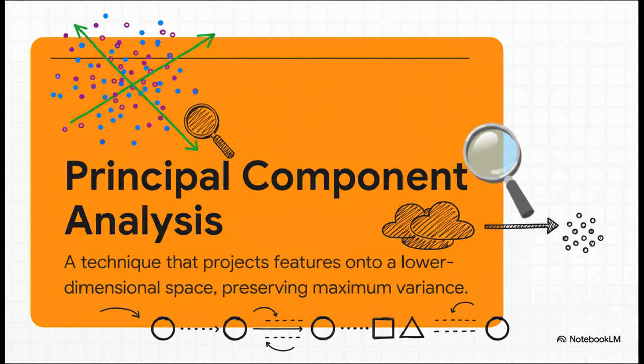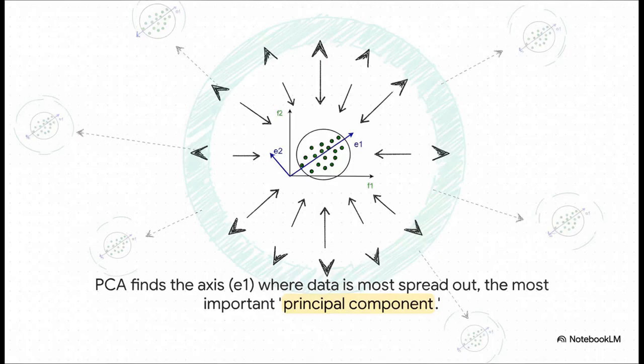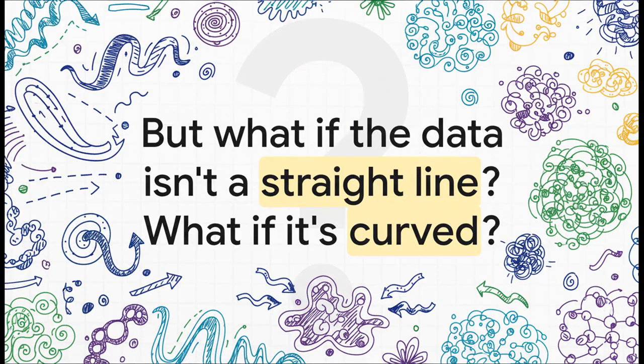Now, a classic tried-and-true technique for this is Principal Component Analysis, or PCA for short. It's specifically designed to find the most important patterns by figuring out the directions where the data varies the most. So PCA works by basically rotating the data to find a whole new set of axes. The very first axis, which is labeled E1 here, that's called the first principal component. It's simply the direction that captures the most possible variation in the data. We can then decide to keep just the most important components and just toss the rest. It simplifies everything.